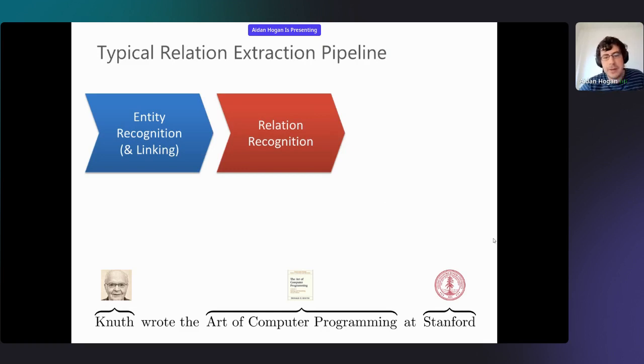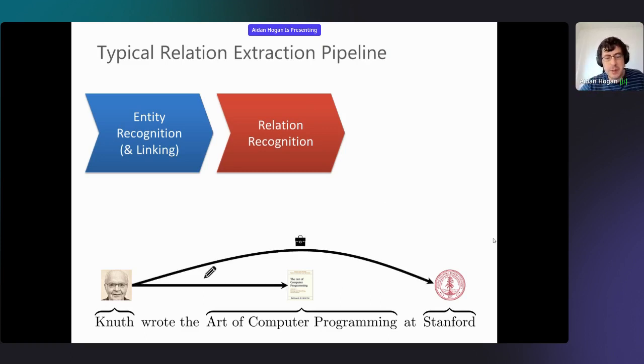Then we have what we could call relation recognition or the relation extraction itself, right? Where what we want to do is identify, for example, that based on this text, we know that Knuth wrote this book, The Art of Computer Programming, and worked at Stanford. So the first type of relation we could consider are these sorts of binary relations, as we see here, where we just have two entities related by a named type of relation.